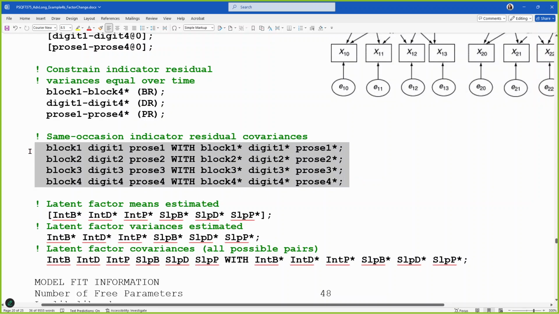I'm allowing indicators measured at the same occasion to have an additional covariance. So this is analogous to before, when we allowed the same variable over time to have a covariance. This is the same times. So how you do at time 1 might be related regardless of which outcome you're talking about. Same with times 2 and 3 and 4.